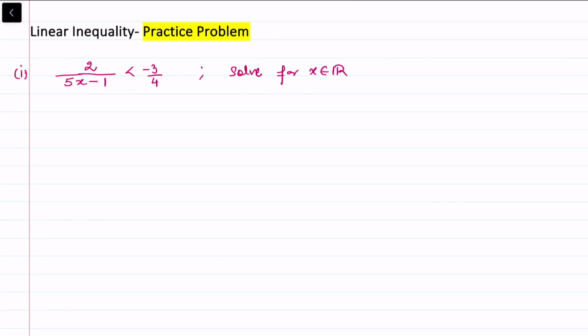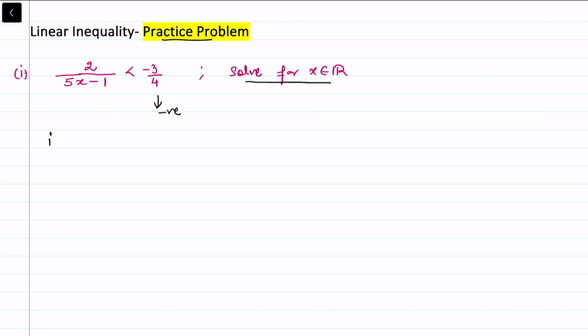In this video, we will be solving some more linear inequality problems. So here is another practice set problem. Now you can see that on the left hand side we have 2 upon 5x minus 1 less than minus 3 by 4, and we can see that this is a negative value, minus 3 by 4, and we want to solve for all x belonging to real numbers.